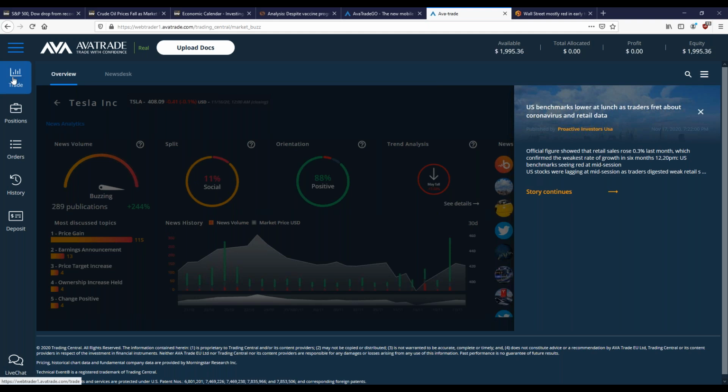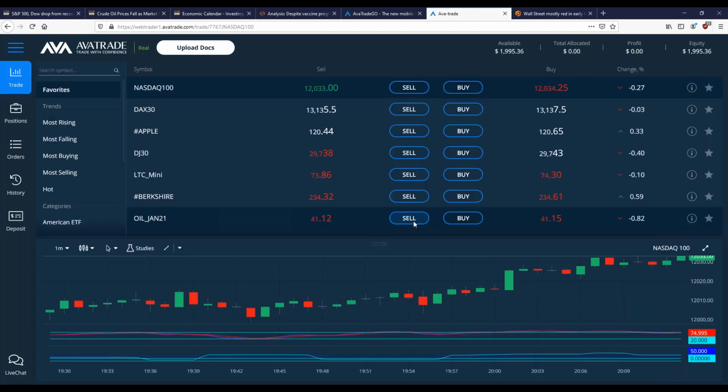So a lot that the web trader platform offers, and also the AvaTrade Go mobile app has a lot of this functionality as well.